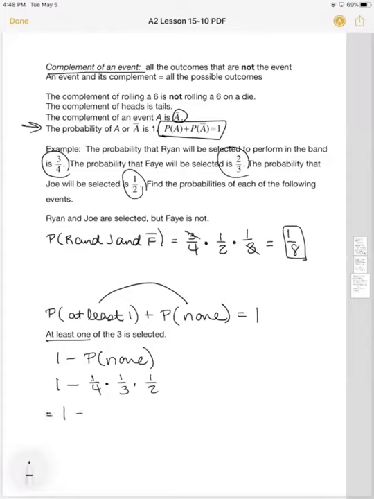Okay, so I've got 1 minus 1 over 24. Well, the probability of at least 1 making it is 1 minus the probability of none of them making it, which is 1/24. And so here we are. The probability that at least one of these guys or ladies is going to make the band is 23/24. That's pretty high. That's very high. High probability, extremely likely.